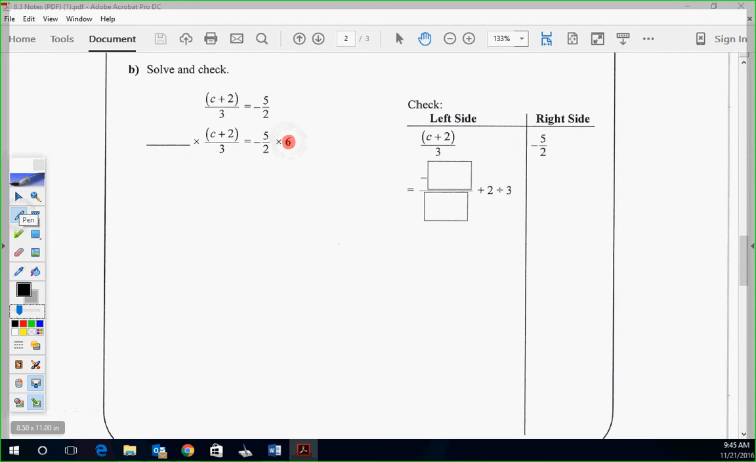And so what we're going to do now is we're just going to do what we did last time. We're going to multiply the 3. Cancel. Multiply the 3. I'll just go ahead and stay with how they're set up here. So this is all they did here. C plus 2 equals negative 15 over 2.